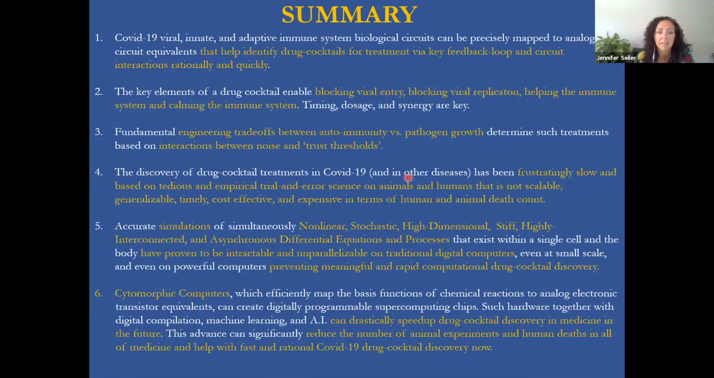A question asking, how does cryptomorphism work? I think that might have been a typo. Maybe what was meant was cytomorphic. Yes, what I have answered, I think, is cytomorphic systems are mapping chemical reactions exactly to electronic transistor equivalents, as I went into in my whole talk. So it works by basically doing this map and mapping equations in one domain to equations in another domain that exactly represent them.